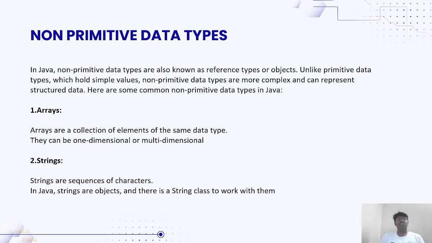Non-primitive data types. In Java, non-primitive data types are also referred to as reference types or objects. Unlike primitive data types, which hold simple values, non-primitive data types are more complex and can represent structured data. Here are some common non-primitive data types. Arrays. Arrays are a collection of elements of the same data type. They can be one-dimensional and multidimensional. Strings. Strings are a sequence of characters. In Java, strings are objects and there is a String class to work with them.